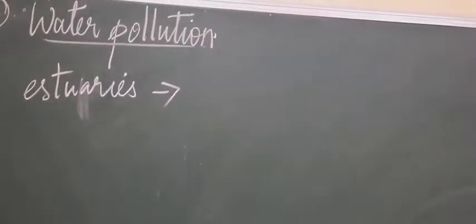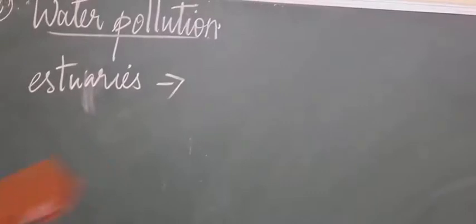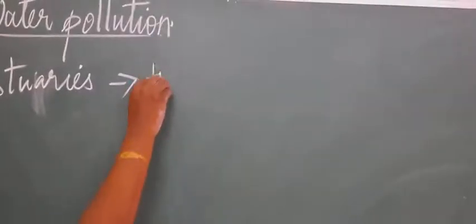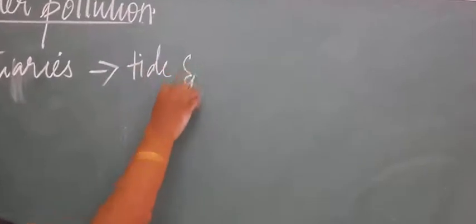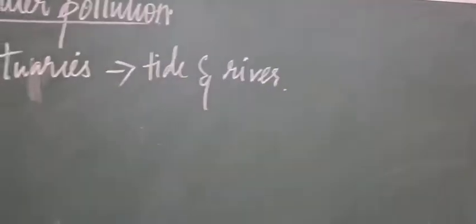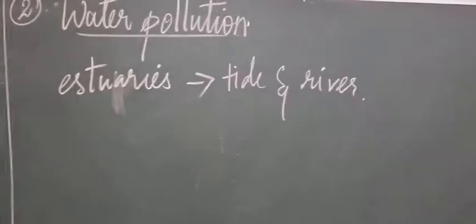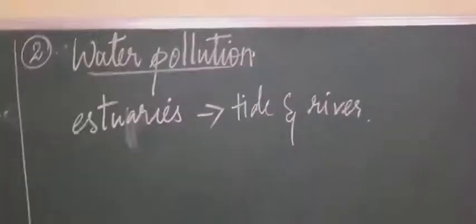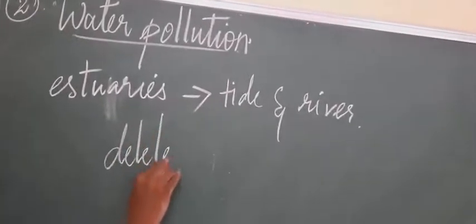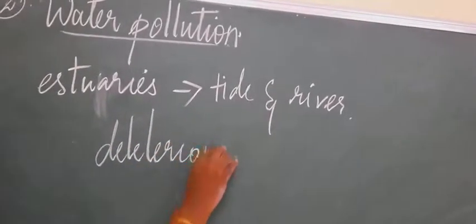If the river flows, it drains into the sea. The meeting point of the river and the sea, that is the tide and the river. The meeting point of the river and the tide is called estuaries. So these marine environments result in deleterious effect. This is nothing but harmful.